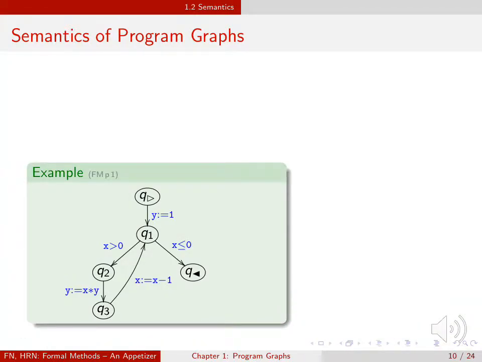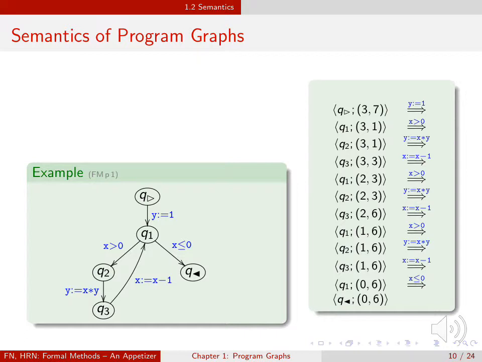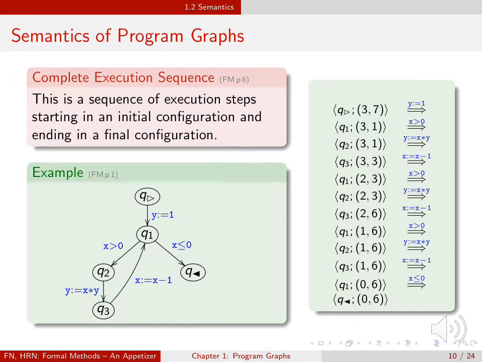Once more, let us take a look at our program graph. An entire execution sequence is then constructed as indicated on the right. We start at an initial configuration where x has value 3 and y has value 7. Following the edge from the initial node to Q1, we obtain the end memory 3, 1. Continuing like this, we take a number of rounds in the program graph and finally arrive at the final node, with x having the value of 0 and y the value of 6. A complete execution sequence is a sequence of steps starting from an initial configuration and ending at a final configuration.